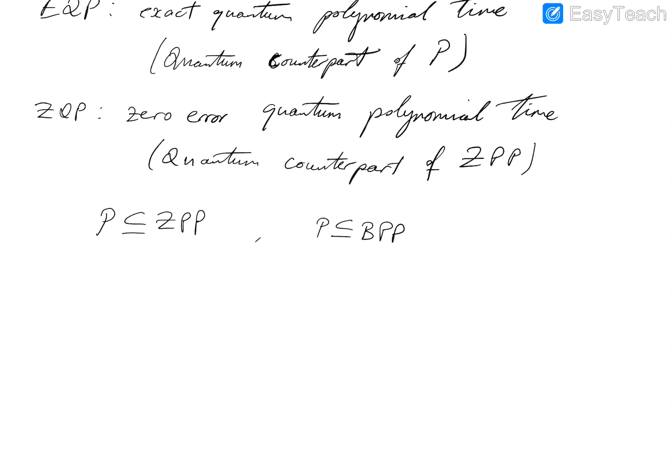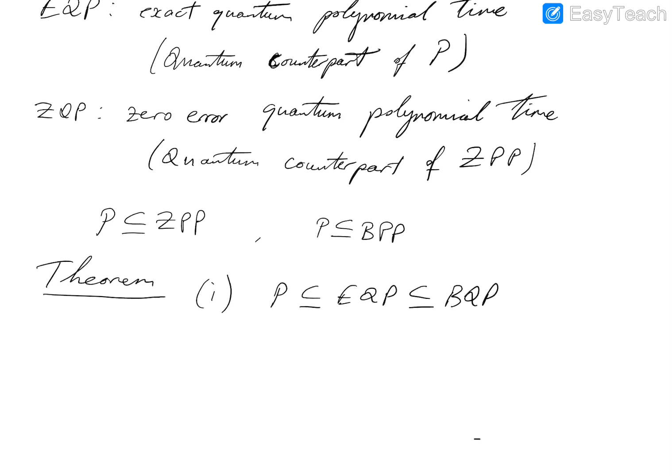What about the relationship between the polynomial time classes and quantum polynomial time classes? The probabilistic classes and quantum classes. We can give this as a theorem. So this is not easy to prove, but you can find the proofs in Gruska's book. The first one says that P is a subset of EQP, which is a subset of BQP. Okay, so this is the first property. And secondly, we have that BPP is a subset of BQP. And third, finally, we have BQP is a subset of PSPACE.